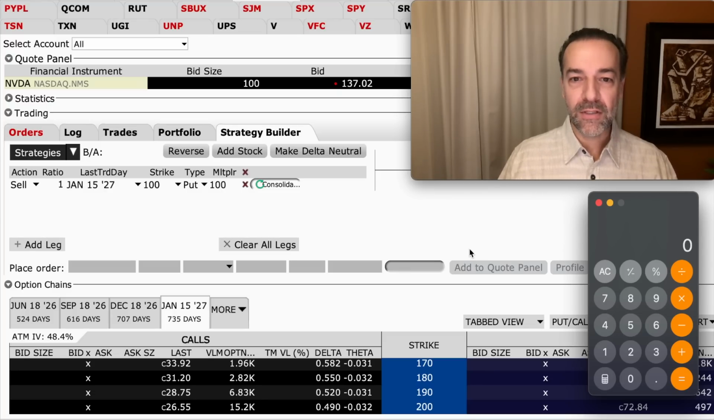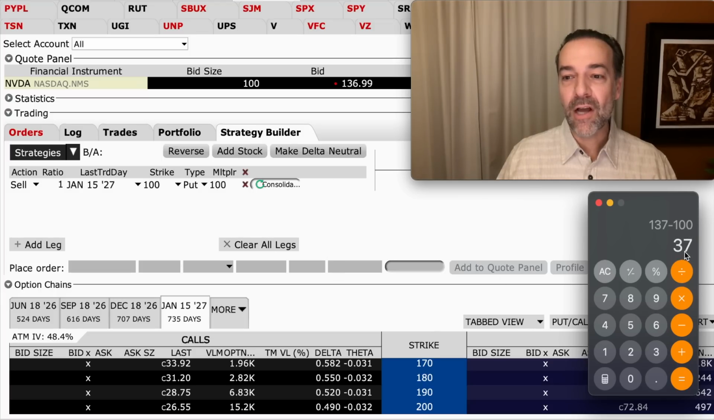So what does that mean? Well, let's think about this. Nvidia is at $137 per share. So that put option we're selling is $37 below where it's trading at. Let's take that same $37 and add that to what Nvidia is trading for. That puts us at $174 per share.